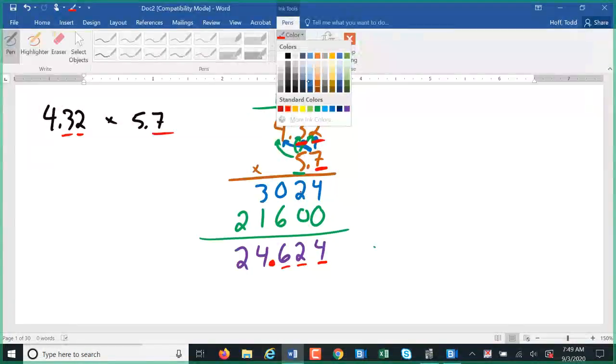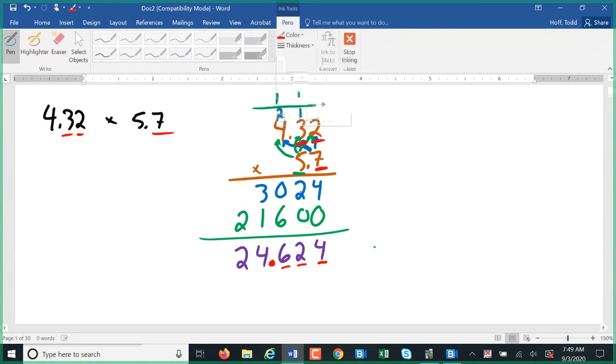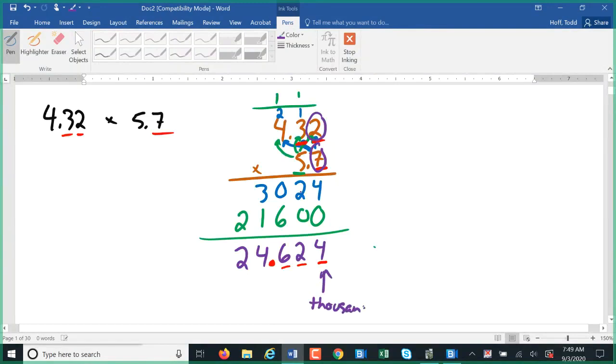Now, there are a couple other ways we could have approached this. First of all, this is 2 hundredths, and this is 7 tenths. Hundredths times tenths is thousandths, so we have to have a thousandths place. That last digit, that result has to go in the thousandths place.